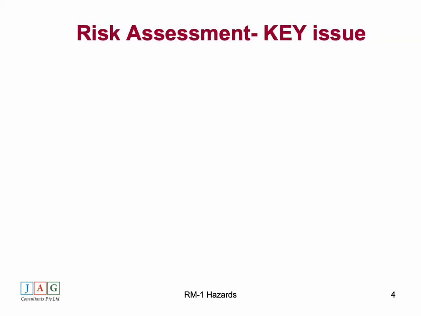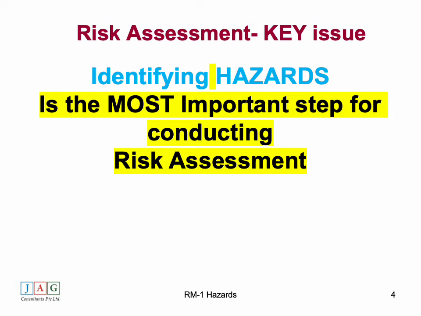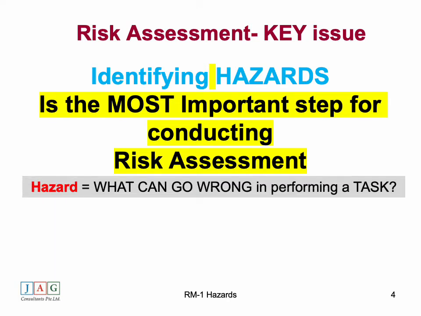Now, what exactly in risk assessment is the key issue? The key issue is identifying hazards. It's the most important step for conducting risk assessment, right? And what exactly is a hazard if we have to put it in very simple terms? What can go wrong in performing a task? Whether it's a person entering an enclosed space, somebody climbing the mast, tank cleaning operations, or navigating in restricted visibility, what can go wrong while performing that task? That's exactly a hazard.